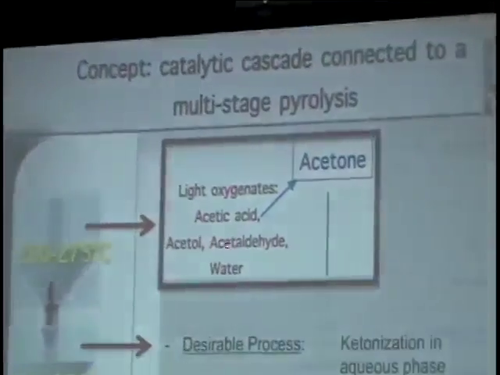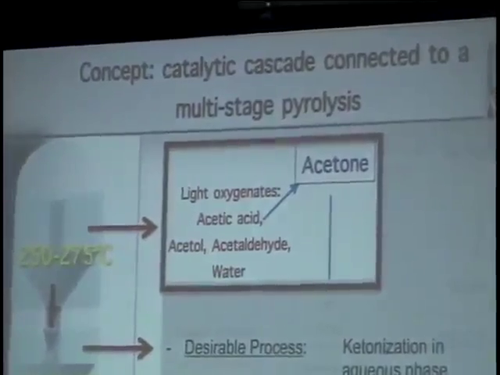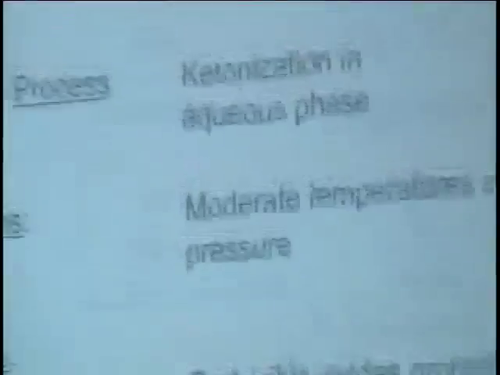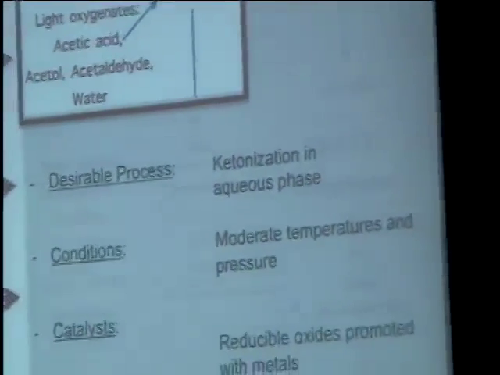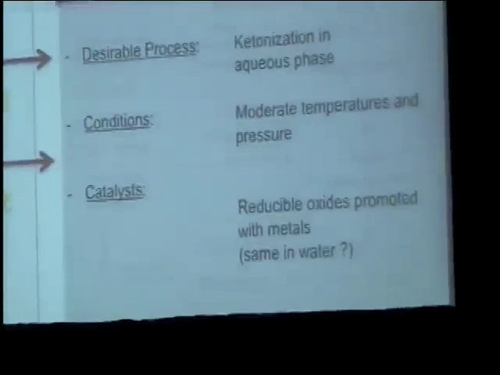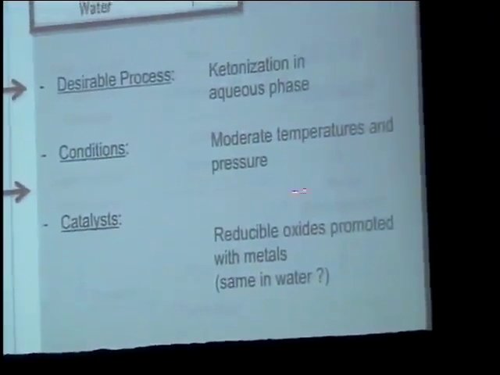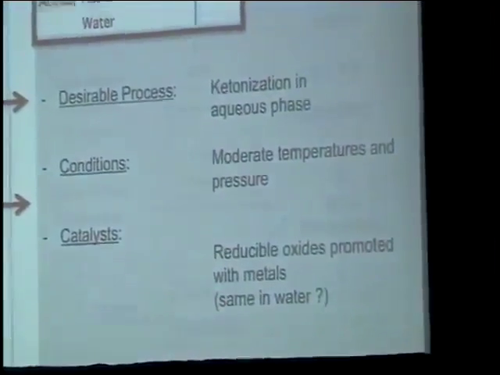In order to take the acids, which provide the corrosivity of the bio-oil, and if you try to hydrotreat that, it will produce gases, we try to make carbon-carbon bond formation, to make acetone, for example, from acetic acid. So what would be desirable is to do the ketonization in the aqueous phase, something that usually is not done. Ketonization has been done for many years in the vapor phase, under moderate temperatures and pressures.